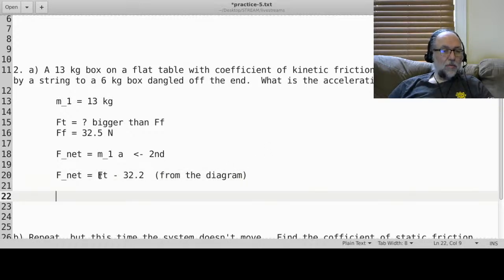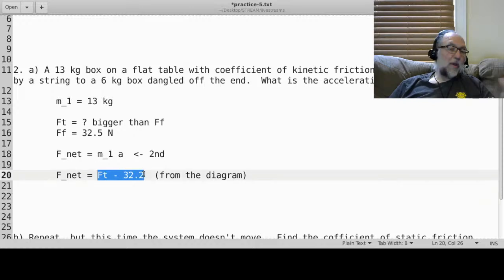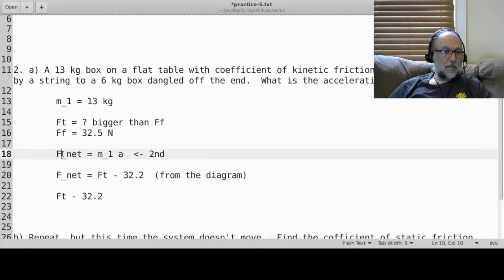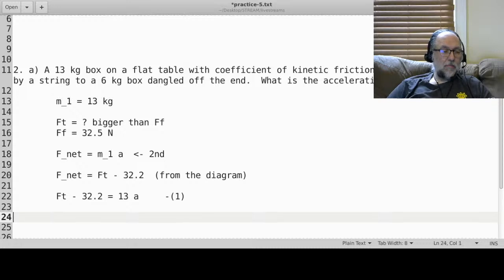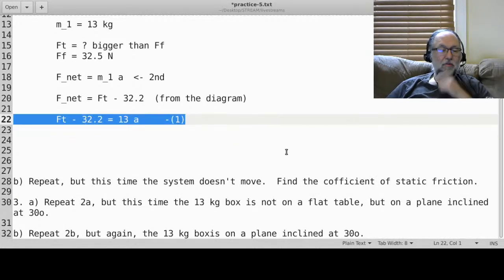All right. Well, if we plug this in, we can't get a number for Fnet at this point. We just don't have enough information. Because we don't have Ft, we can't really solve and get a number for Fnet. But that's okay. Ft isn't going to magically come to you. Just leave Ft alone, leave it as a variable in your problem, and it'll work out in the end. So we take Ft minus 32.5, that's your Fnet, and that is equal to M1, which is 13, multiplied by A. We'll call that equation number 1 because you can't go any further.